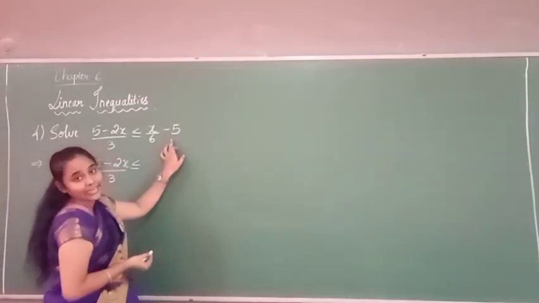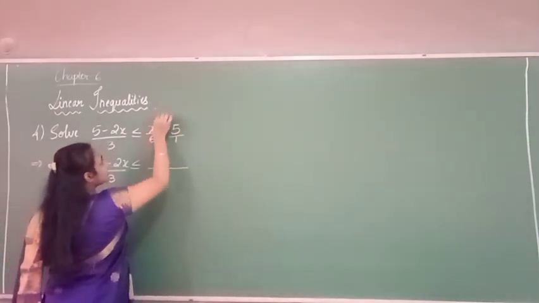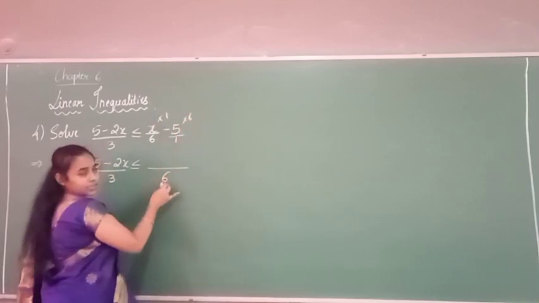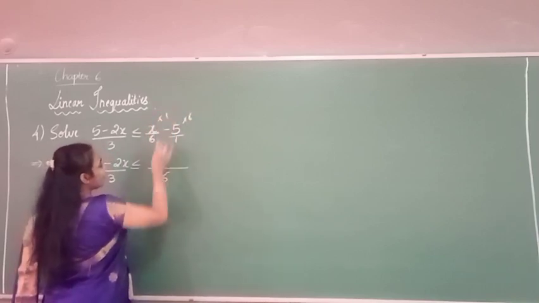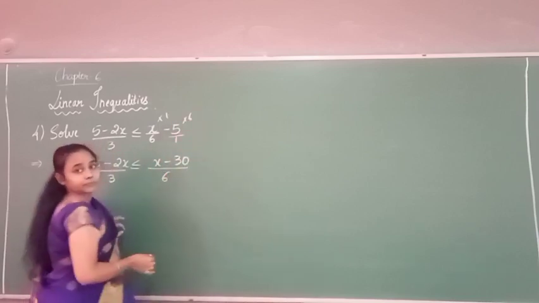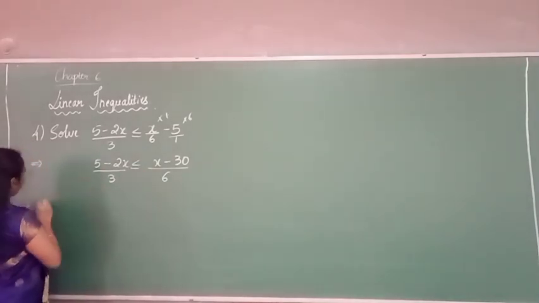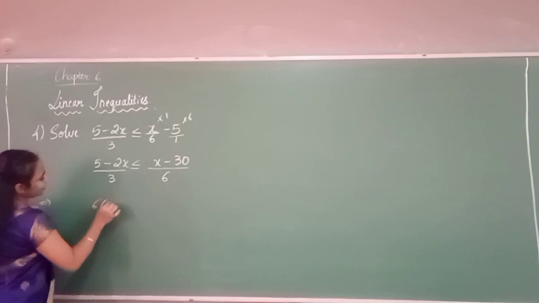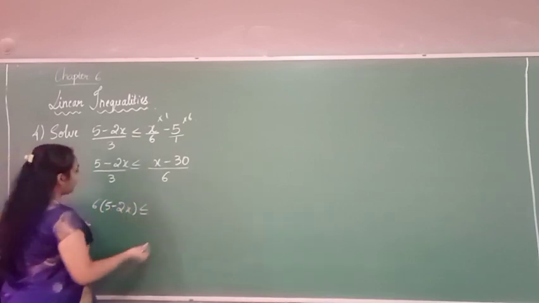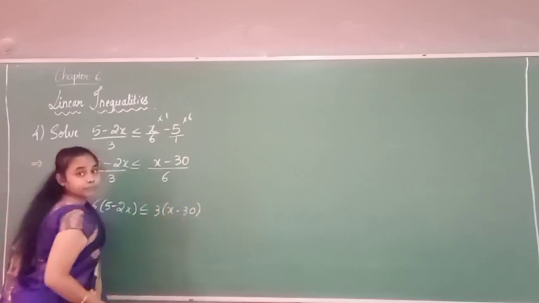I think here we can take LCM. So LCM is nothing but 6. 6 ones are 6 and 1 6 are 6. So x into 1 is nothing but x minus 5 6s are 30. Now let us cross multiply, so I will be getting here 6 into (5 minus 2x) is less than or equal to 3 into (x minus 30).